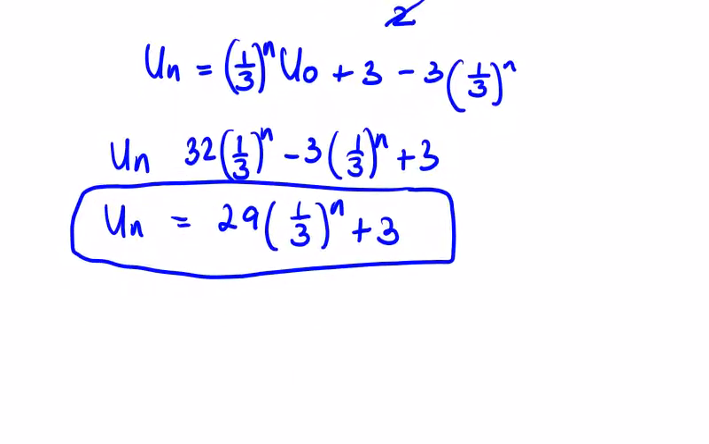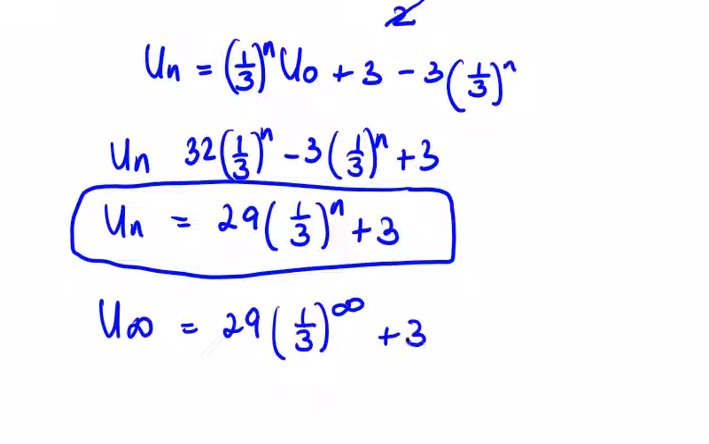And the limit, we're asked to show that it reaches a limit. The limit as n approaches infinity is 29 times a third to the power of infinity, which would be such a small number, it tends to 0. So the limit as this approaches infinity will just be 3.